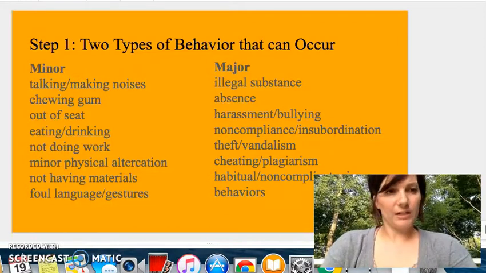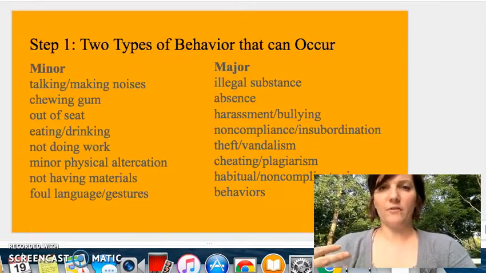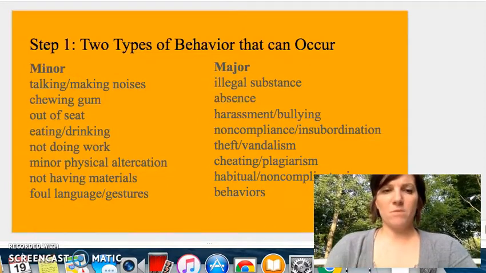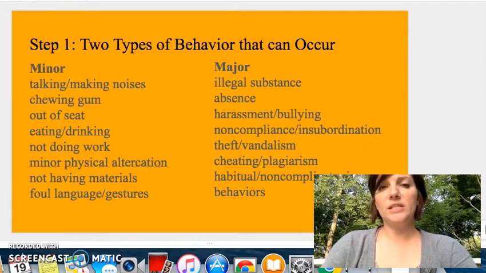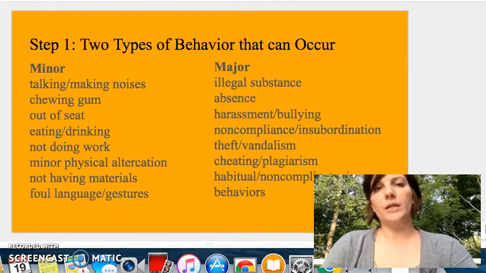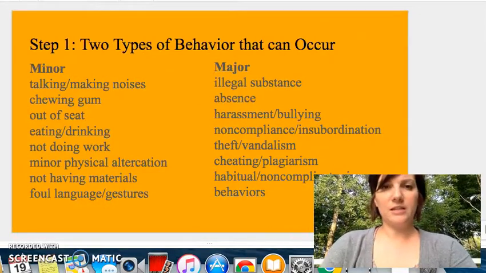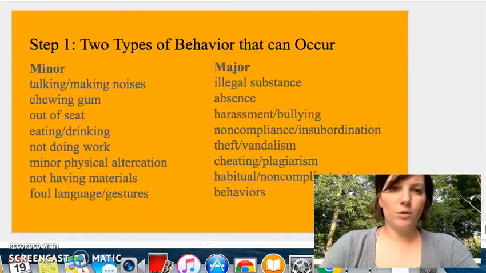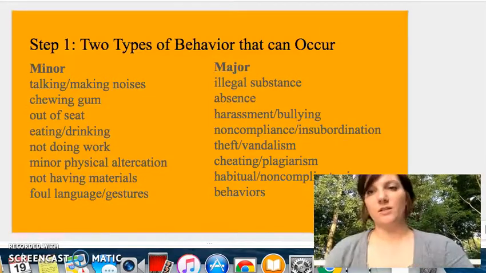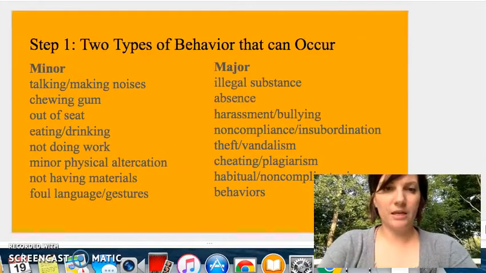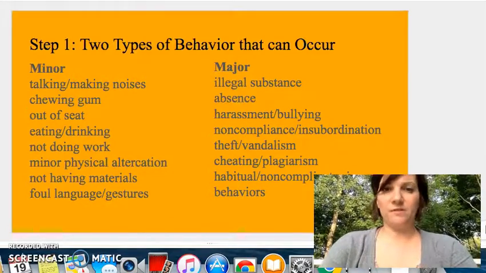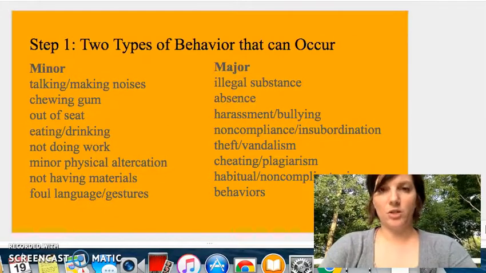Minor behaviors are things that we should try to deal with in our classrooms ourselves and not refer to the office, because when we refer to the office, we're giving away our credibility and losing respect on the part of the students. Some minor behaviors include talking and making noises when they aren't supposed to, chewing gum, being out of their seat when they're supposed to be in their seat, eating and drinking, not doing their work, minor physical altercations like the elbows on the way back from lunch, not having their materials, and foul language and gestures. Those are minor things that we should deal with in the classroom the best that we can.